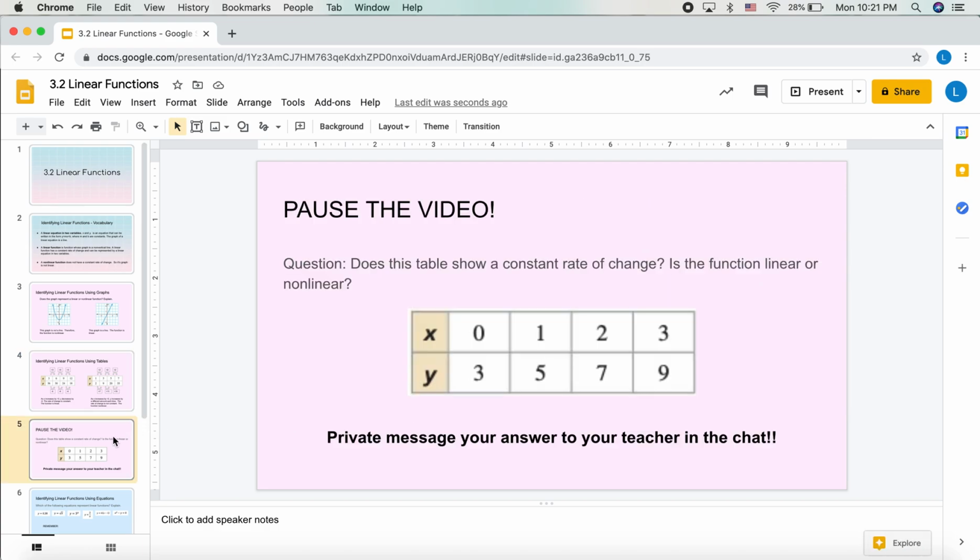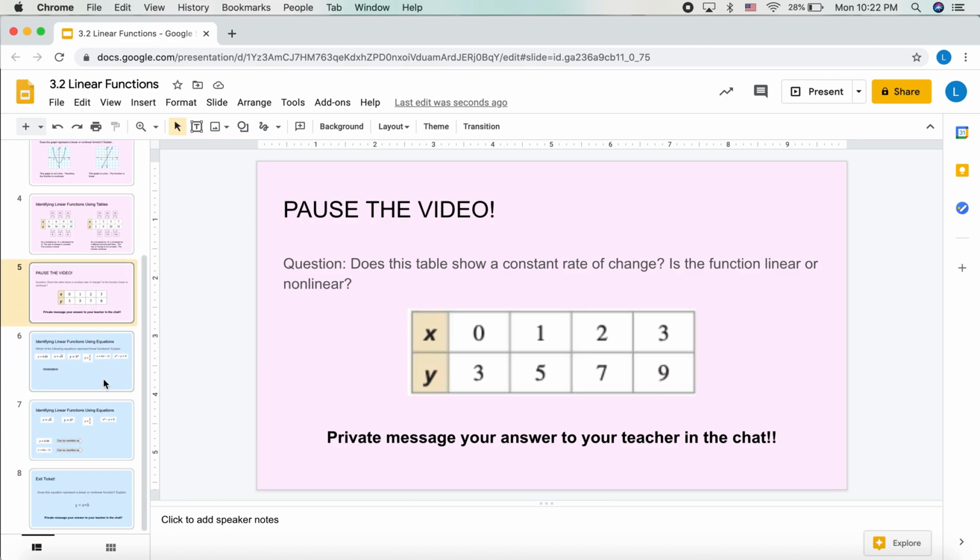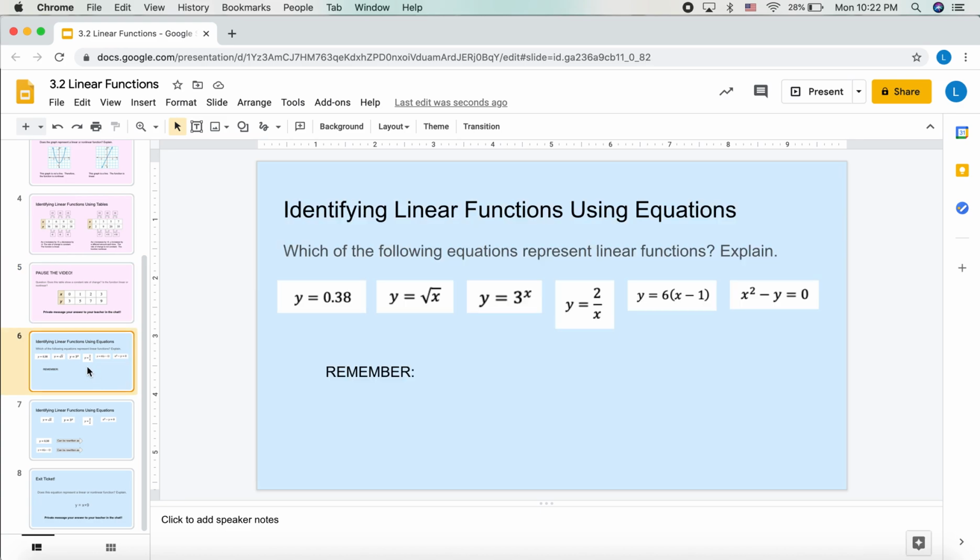All right, so moving on to this next slide, this is where you are going to pause the video and attempt to determine whether we have a constant rate of change shown in this table and if the function is linear or non-linear. Perfect. Let's go ahead and move on to identifying linear functions using equations.